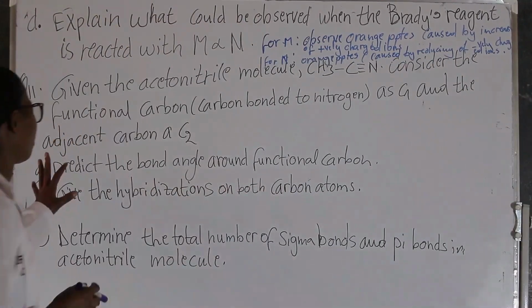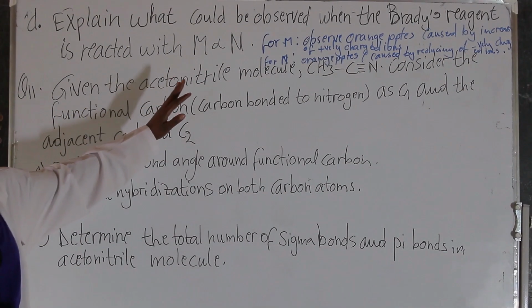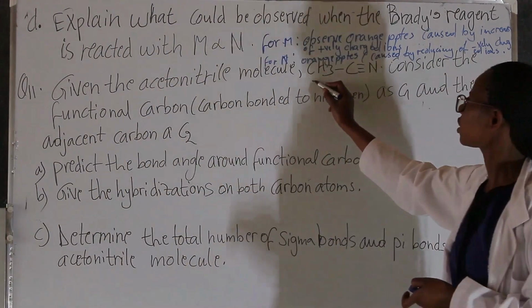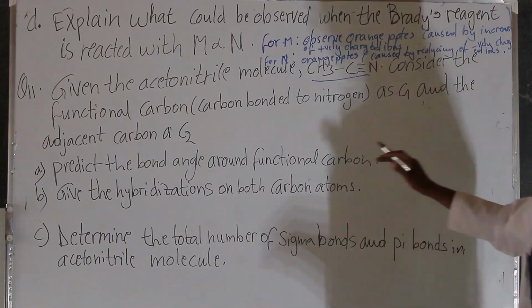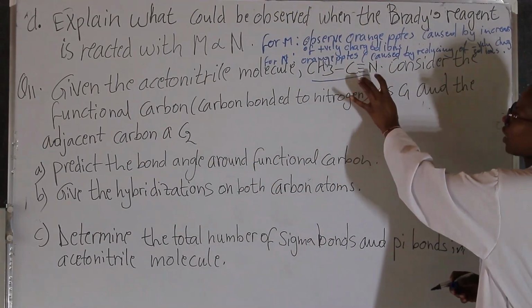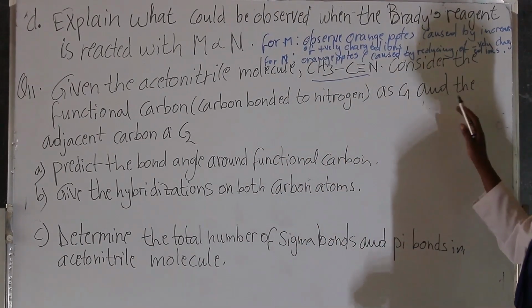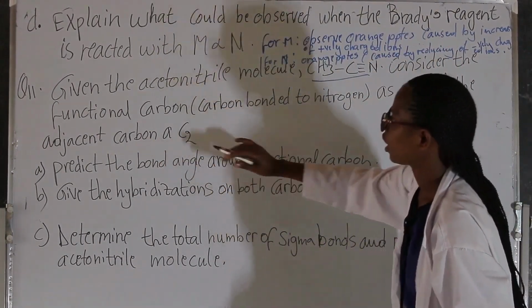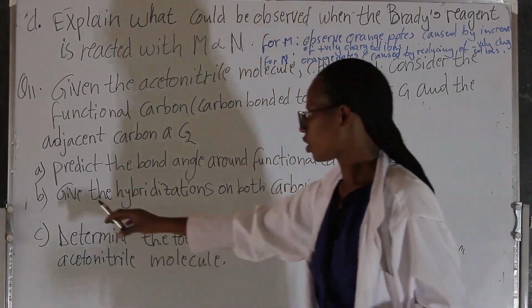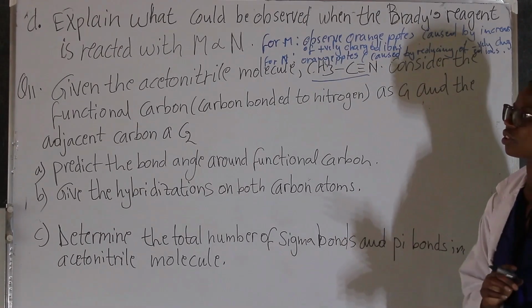Let's move to question number 11. Given the acetonitrile molecule, which is written chemically like this, consider the functional carbon. The functional carbon is this one, where nitrogen is attached, as C1, and the adjacent carbon as C2. The adjacent carbon is this one. Then question number A: predict the bond angle around the functional carbon.